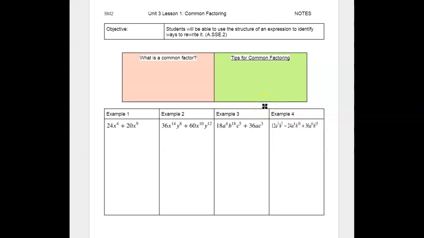Okay, so 3.1, this unit is all about factoring, and factoring is actually pretty important in future math courses, so understanding it right now will definitely save you some time.